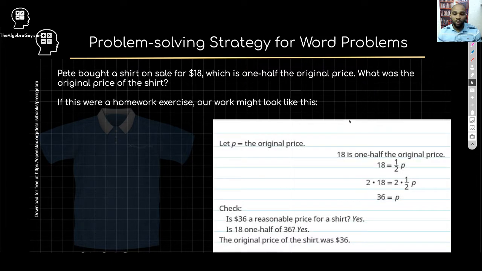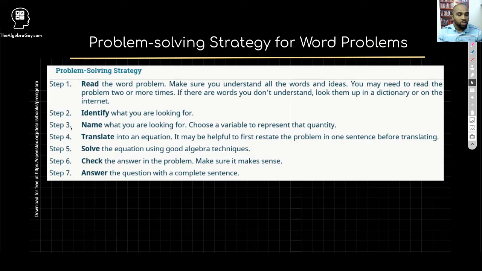So if you were actually working this on paper, you may not have done all this work in that fashion, but it would kind of look like this. Notice we have all the steps here. He read the problem. He identified what he was looking for, and then he named it. And then he set it up, translated. He got the sentence that we wanted to translate, and then translated it, and then checked it, and gave the answer that they were looking for. Answered the question. All right, so 7 steps is what I have.